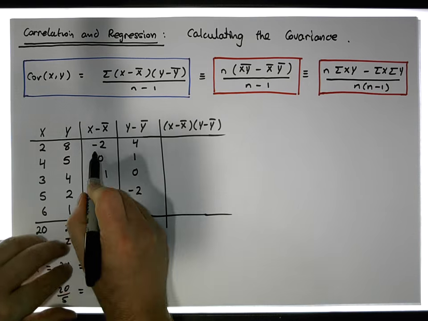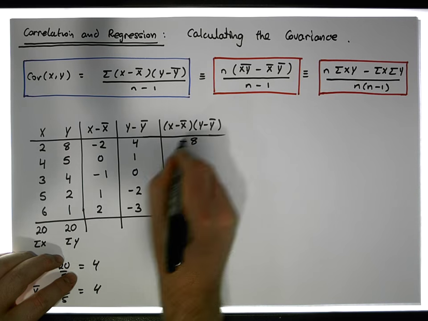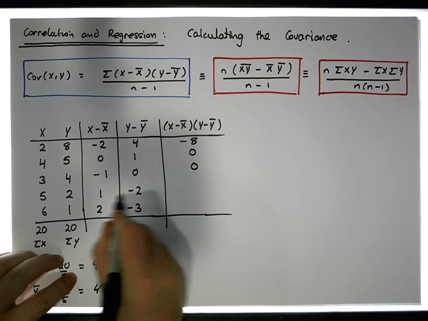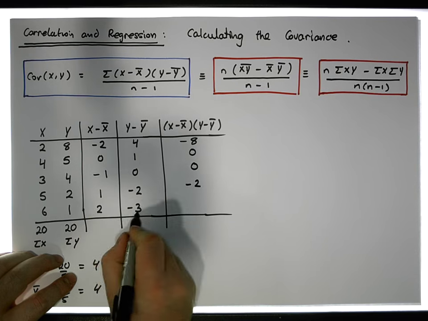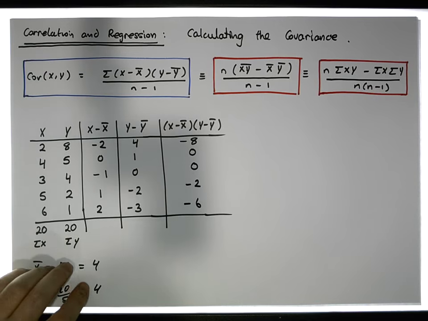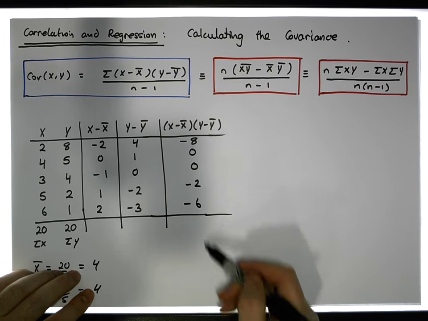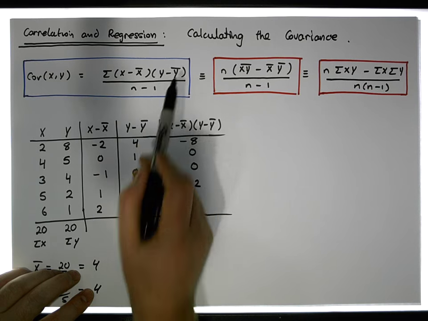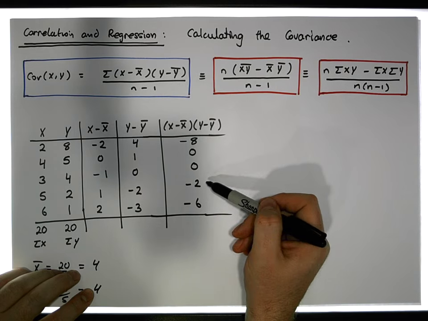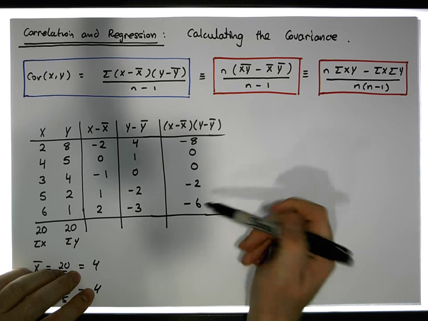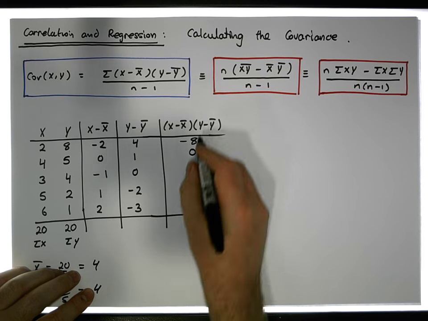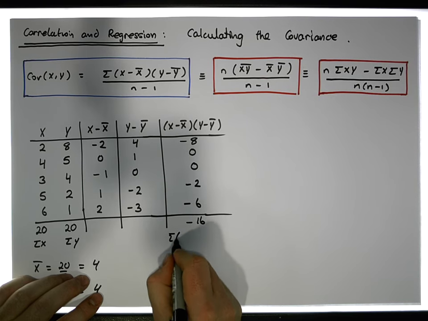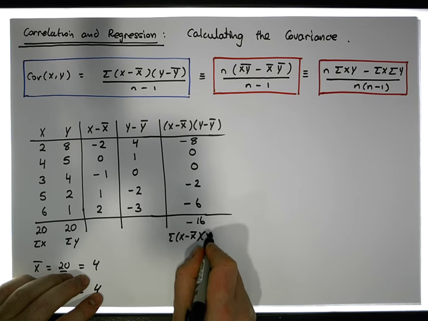So now we have minus 2 times 4 gives us minus 8. 0 times 1 gives us 0. Minus 1 times 0 gives us 0. 1 times minus 2 gives us minus 2. And 2 times minus 3 gives us minus 6. If we sum up this column, which is the sum of the x minus x bar times the y minus y bar, we have minus 8 plus minus 2 gives us minus 10, plus minus 6 gives us minus 16.